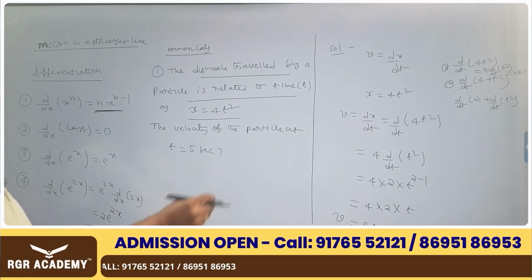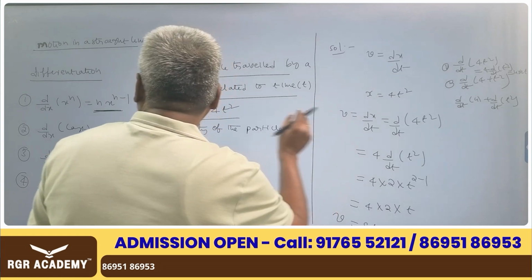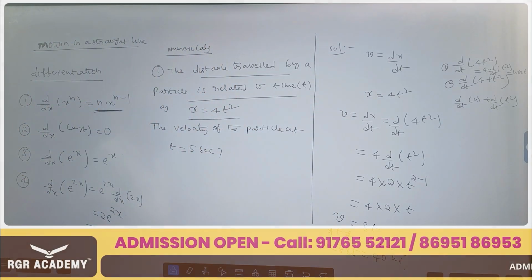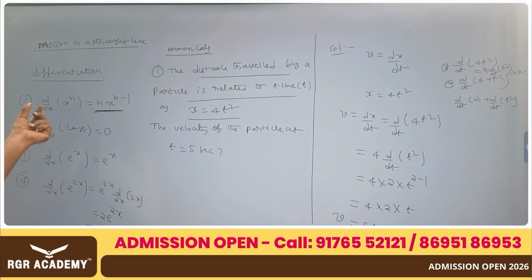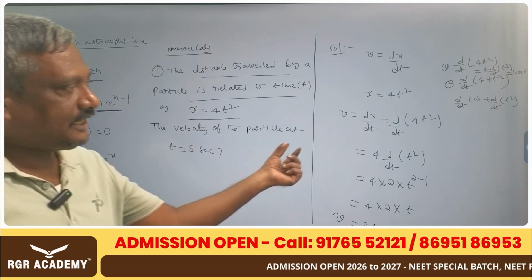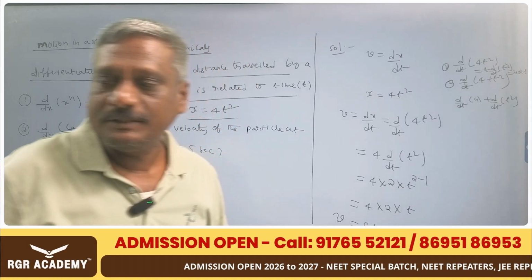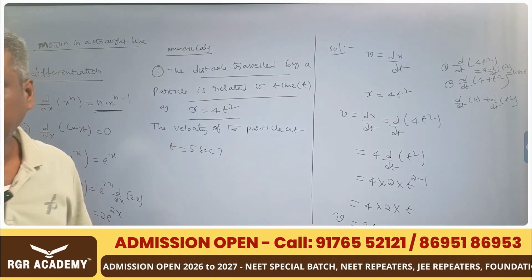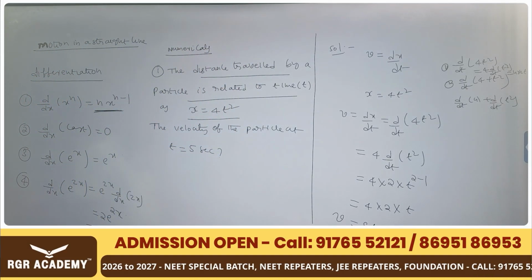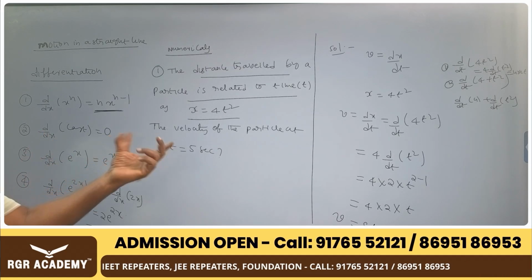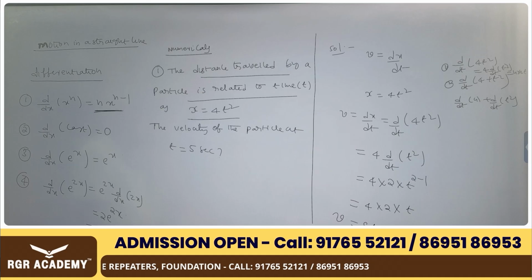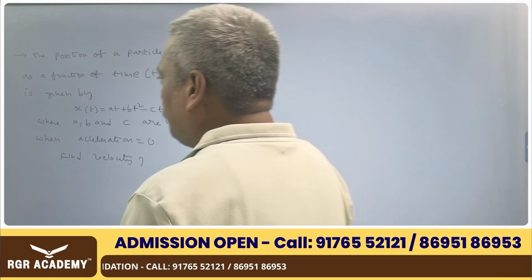The most important thing is this mathematical formula everybody should know: d by dx of x power n is n into x power n minus 1. We will discuss some more numericals. How can you apply this mathematical concept in motion in a straight line? See one more question.